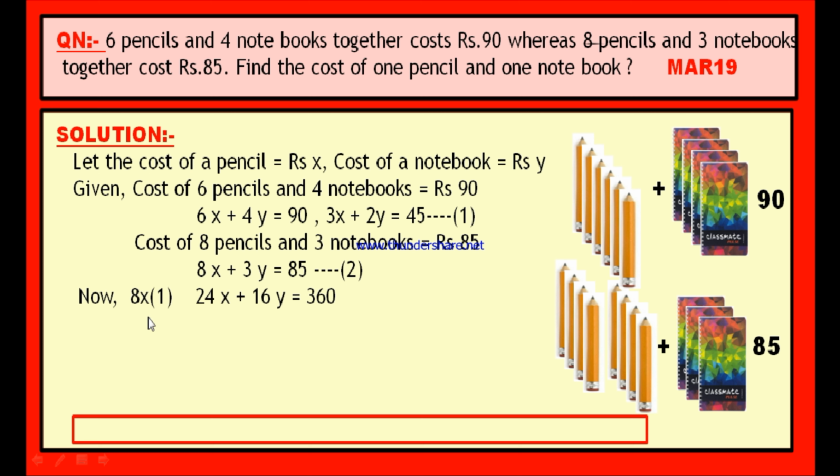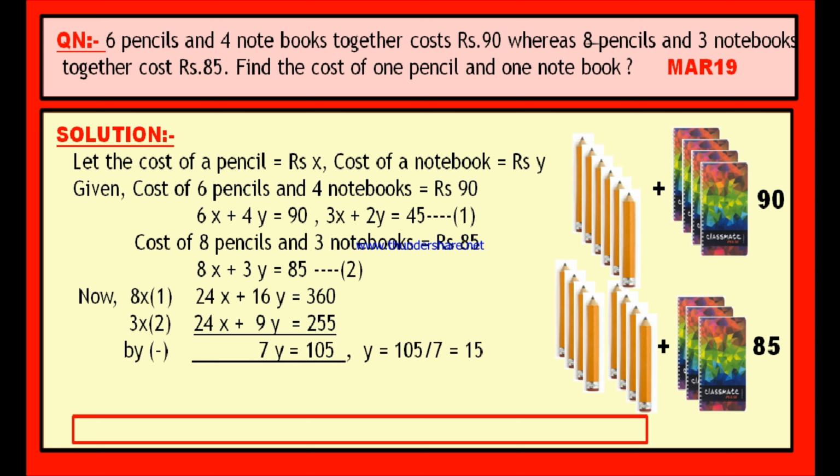That is, multiply the first equation with the coefficient of x of the second equation, that is 8. If you multiply the first equation with 8, 3 into 8 is 24x, plus 2 into 8 is 16y, 45 into 8 is 360. And multiply the second equation with 3. 8 into 3 is 24x, plus 3 into 3 is 9y, 3 into 85 is 255.